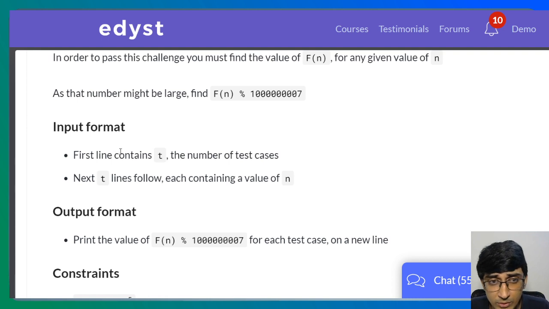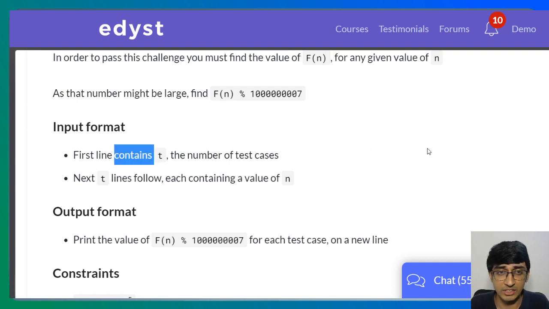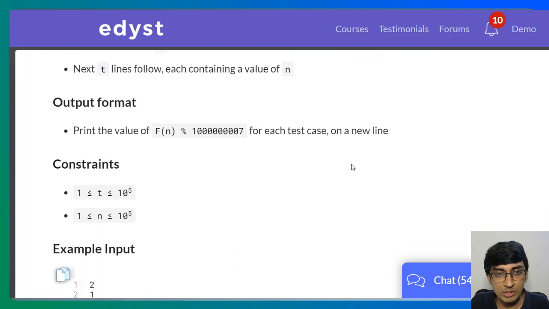In this question, the first line contains t, the number of test cases, and the next t lines follow, each containing a value of n. So you have multiple test cases. It's not just one test case, you have multiple test cases. Okay. Now this is where things get interesting. This is the constraint. You could have up to 10 raised to 5 test cases.